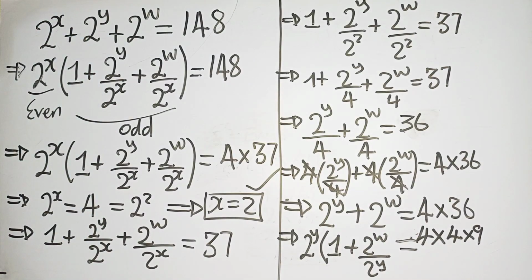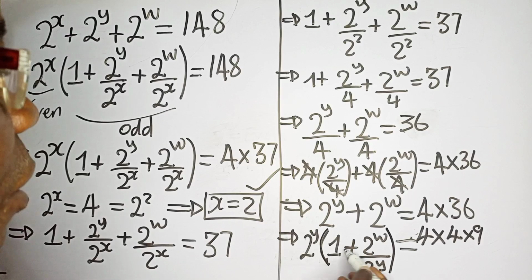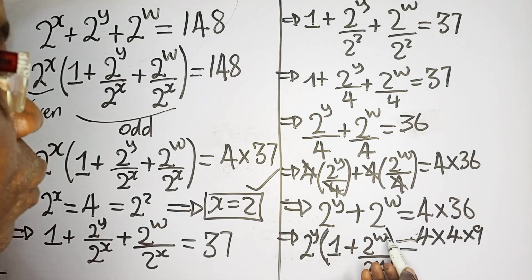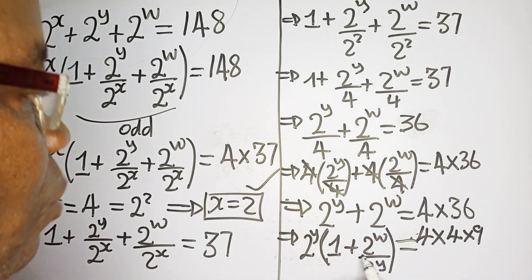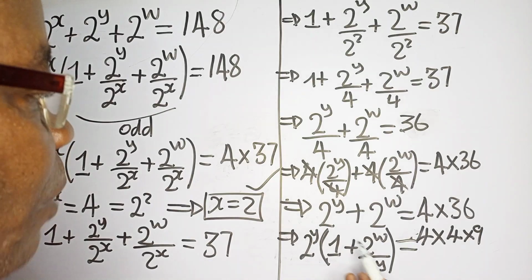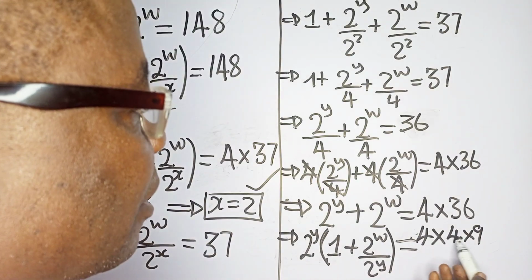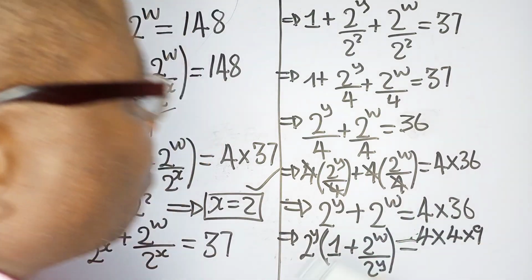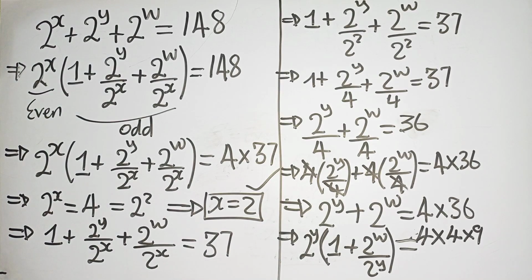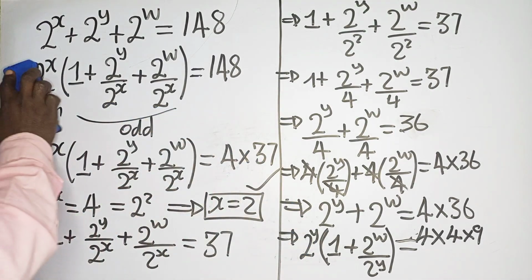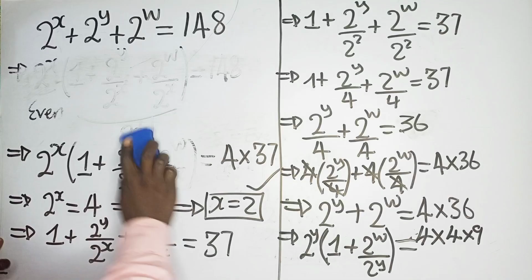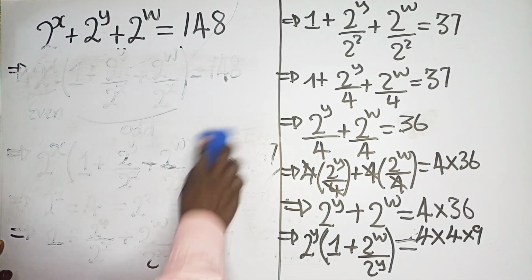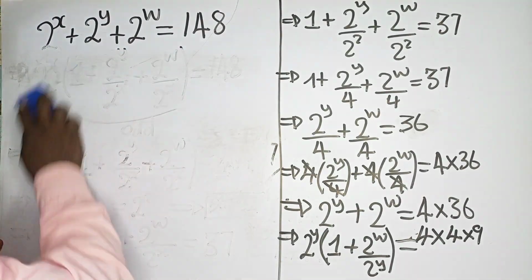Okay, so we obtain another match again. This is even from the same explanation I gave earlier, and this is odd. 2 to the w all over 2 to the y is even, but when we add 1 it becomes odd. So we have even multiplied to odd. Here we have 4 times 4 is even, 9 is odd. So we also have even multiplied to odd. So we also have a situation where we can equate. Now let's go ahead and carry out similar equation and solve.